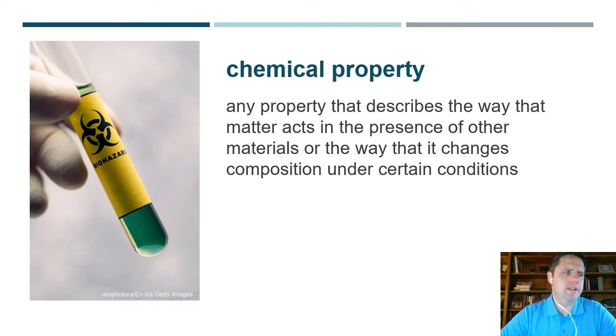The chemical property is any property that describes the way that matter acts in the presence of other materials, or the way that it changes composition under certain conditions. Now, the big thing you're going to keep track of with both physical and chemical properties is this idea of if something happens to the actual substance as a result of being in the presence of something else or under certain conditions, that is a chemical property. Otherwise, it is a physical property. And again, we'll give you some examples.